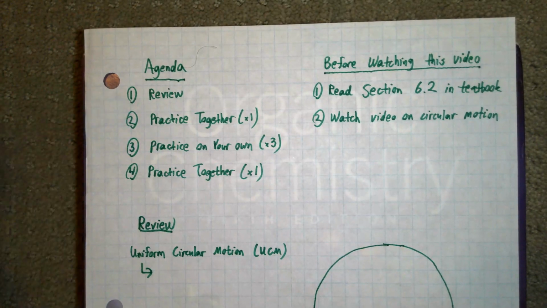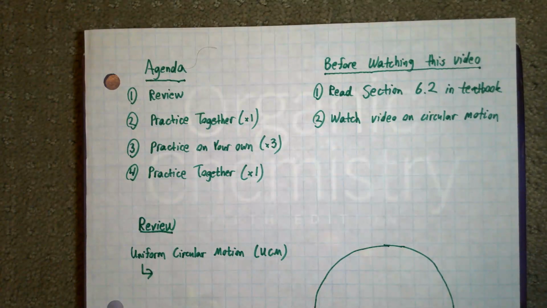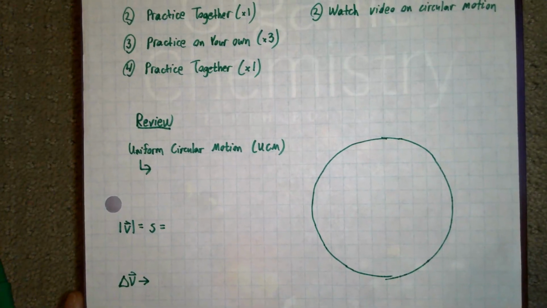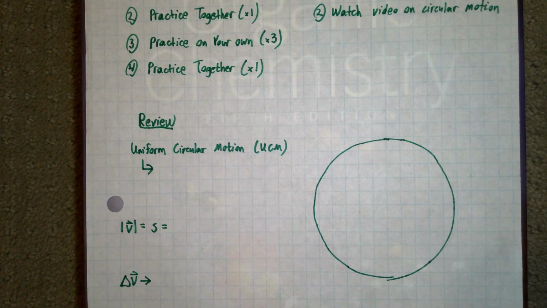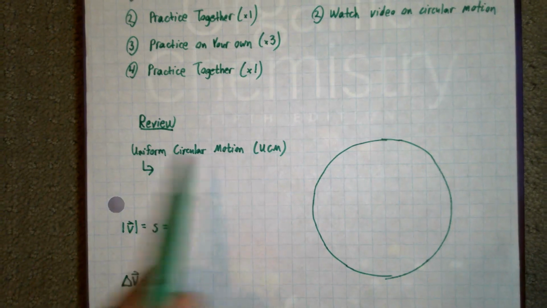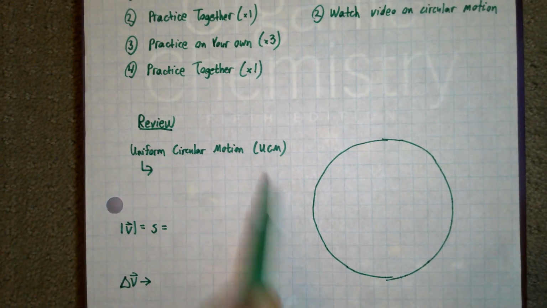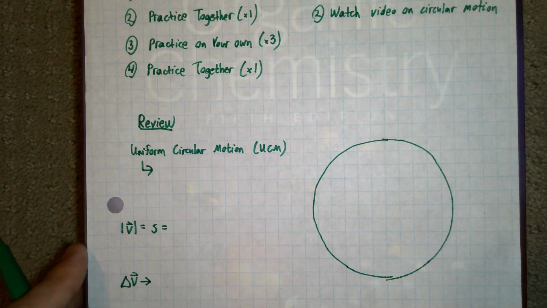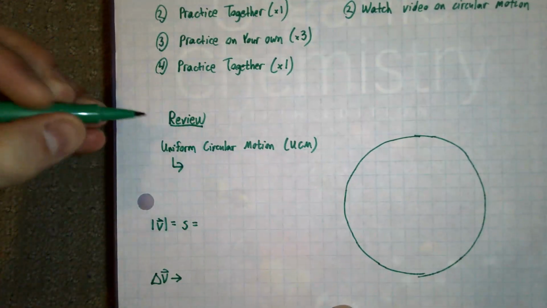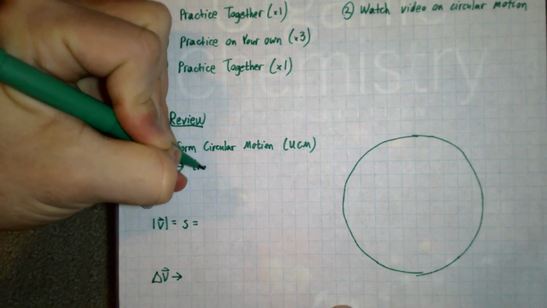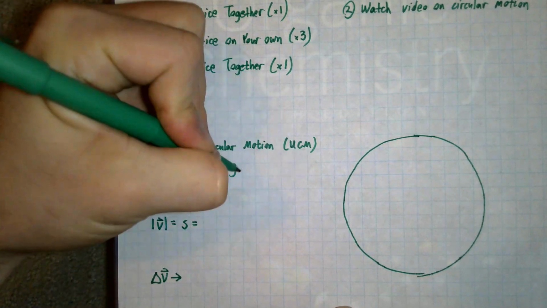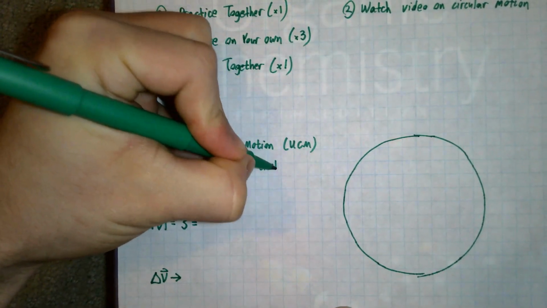All right, let's begin with a review of circular motion. There are 2 major types of circular motion. One is uniform circular motion, or UCM, and the other is non-uniform circular motion. We will always be dealing with uniform circular motion, which means that our object is traversing a circle, or traveling around a circle, at a constant speed.